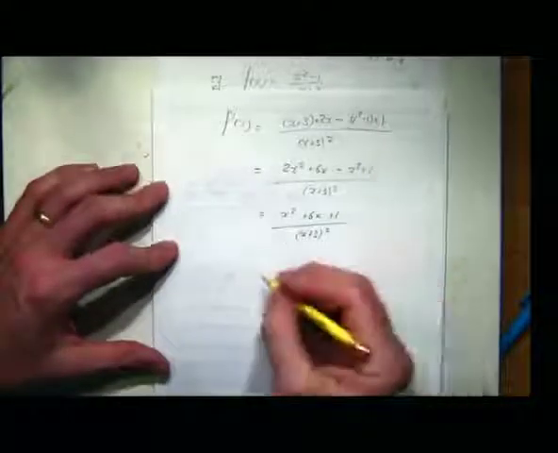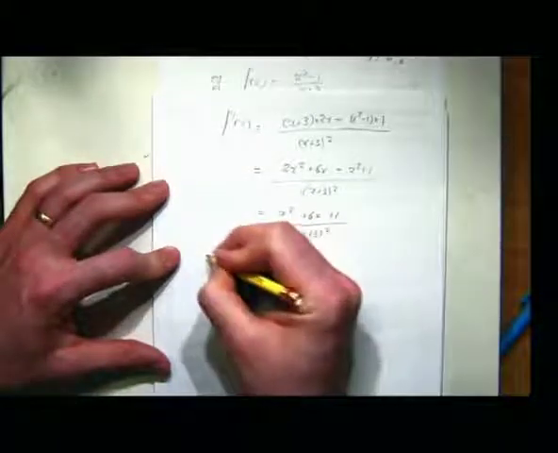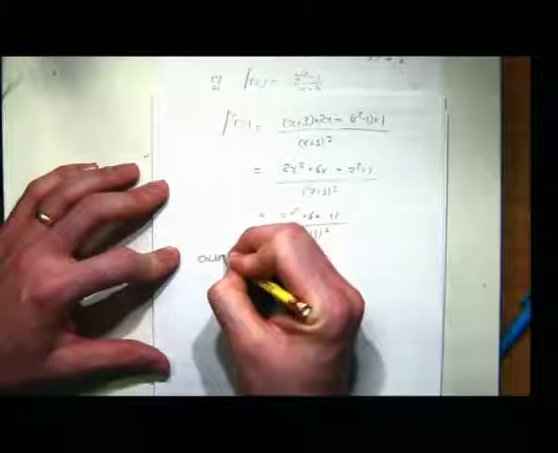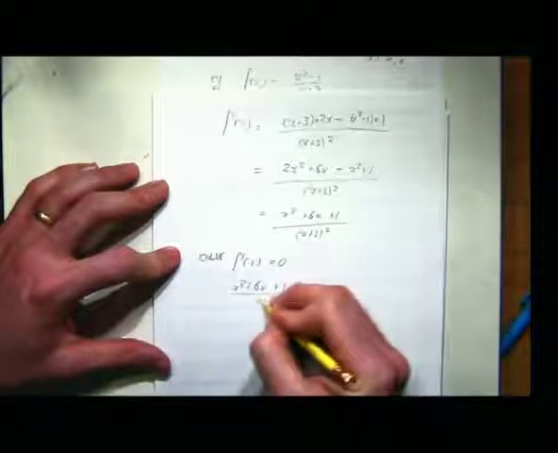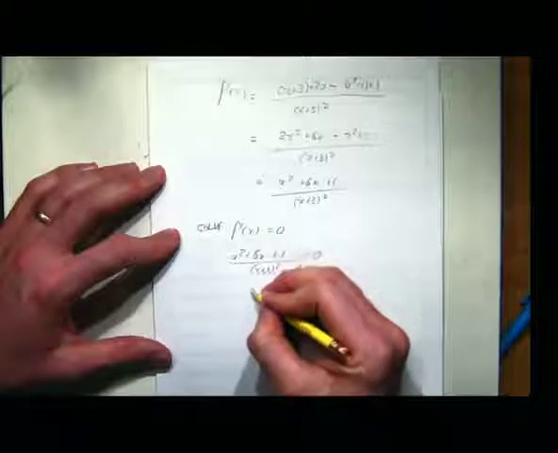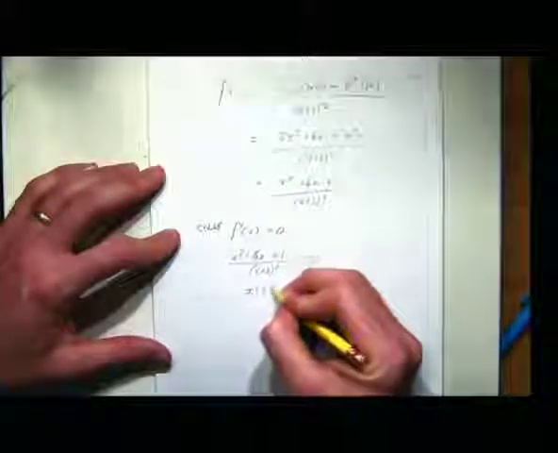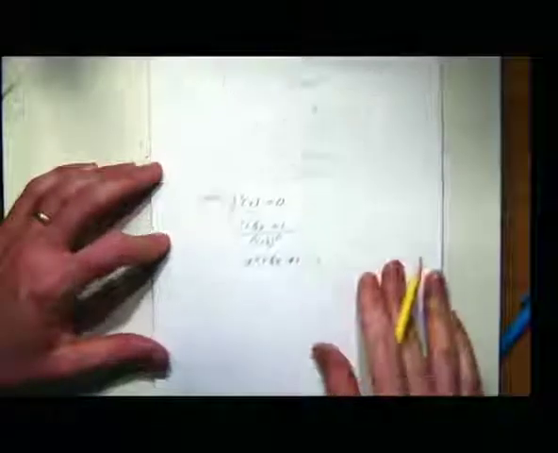So f dash. We're going to solve f dash x equals 0. So that's x squared plus 6x plus 1 over x plus 3 squared equals 0. If I times both sides by x plus 3 squared, I'll get that, and I'll have to solve that quadratic equation.